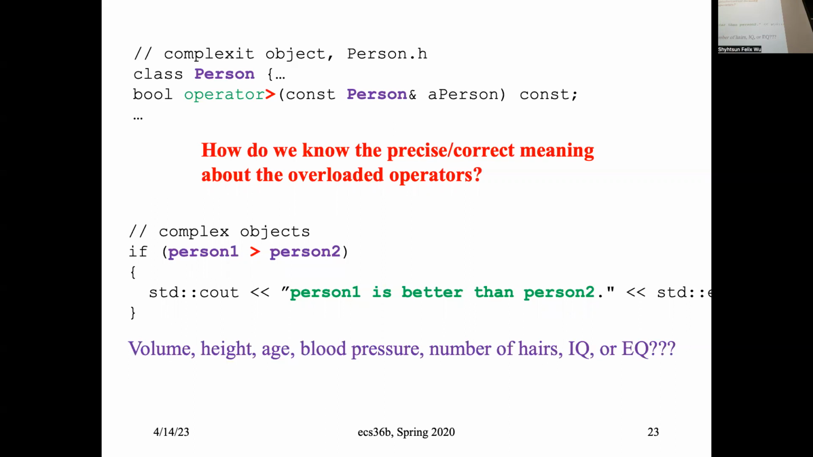If I say person 1 is greater than person 2, what does that mean? It's like what you asked, right? This could be blood pressure or age or height or whatever, number of hair or EQ. There are just so many things that you can actually compare between two objects. When you deal with some simple object, it's fine. But if you want to deal with anything else, it might not be really clear what you're talking about.